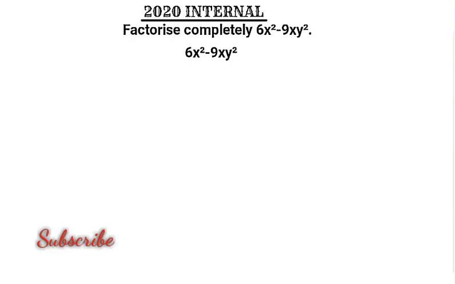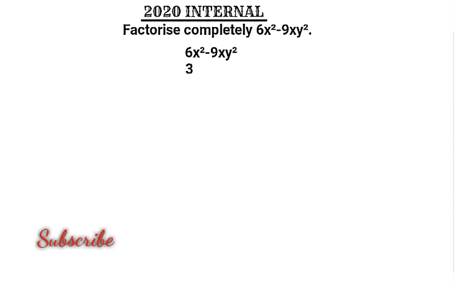So what we need to do is, first, focus on the numbers. Let's find the highest common factor of 6 and 9, a number that can go into 6 and 9. The biggest one is 3. So 3 is the greatest common factor.